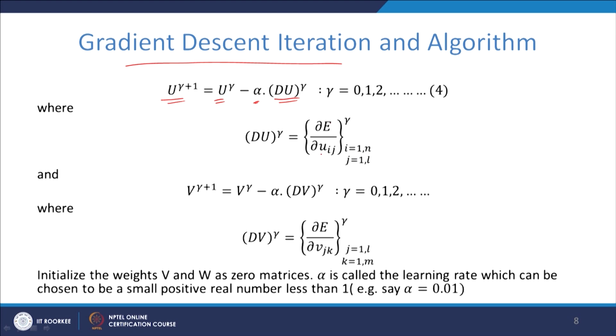So, E is a function of all these u_ij and v_jk, and these partial derivatives are all matrices. D_U is also a matrix and capital E is a matrix, and the derivative of a matrix means we have to differentiate at each element. Similarly, V at the (r+1)th iteration is given by this formula, similar to this.